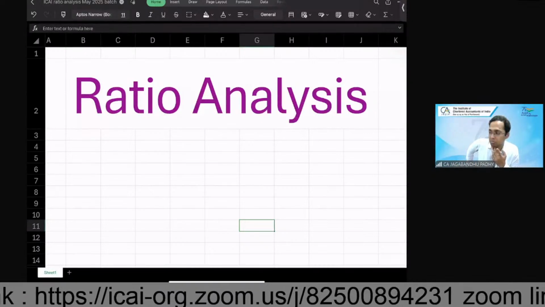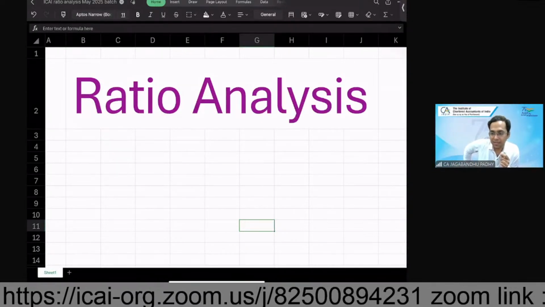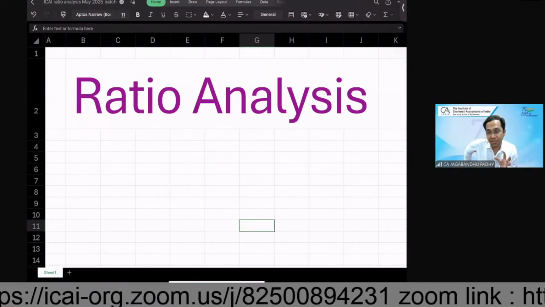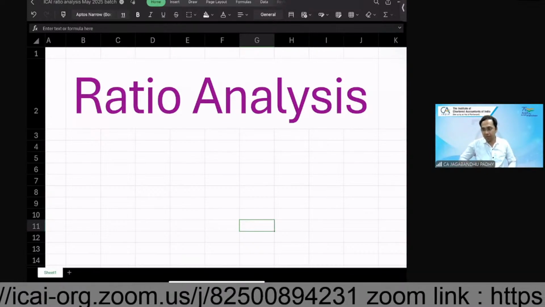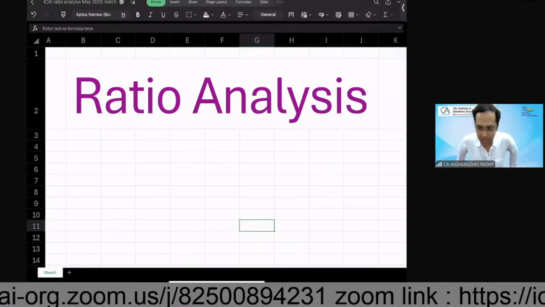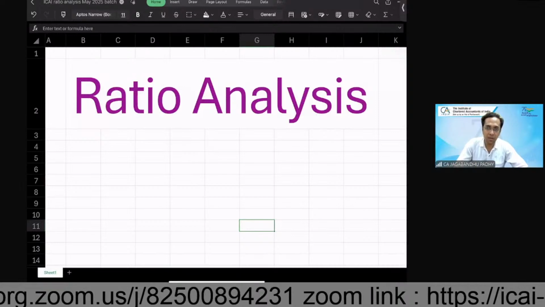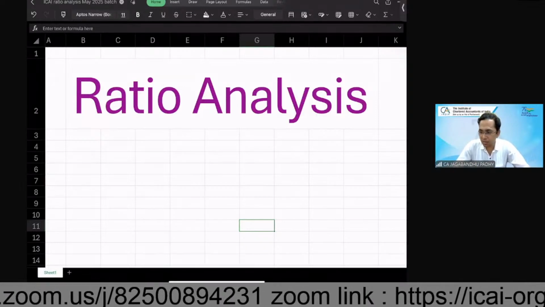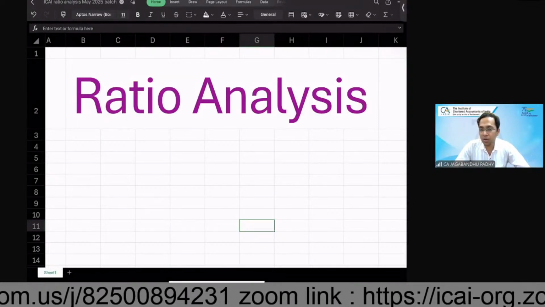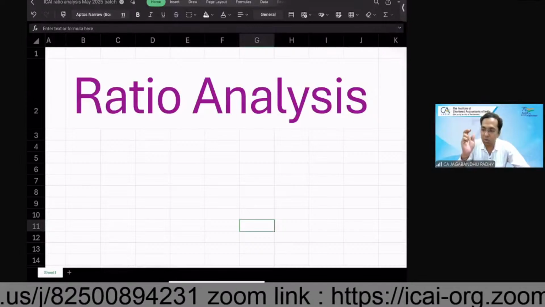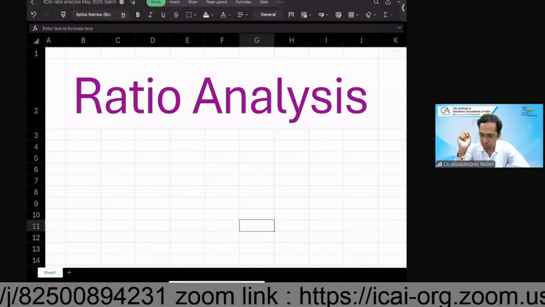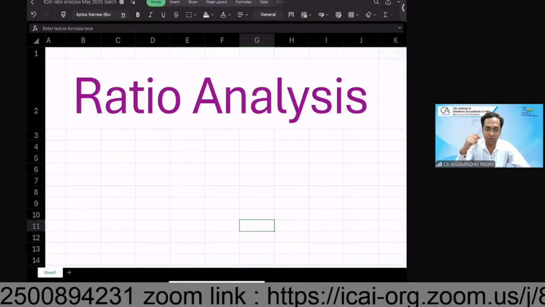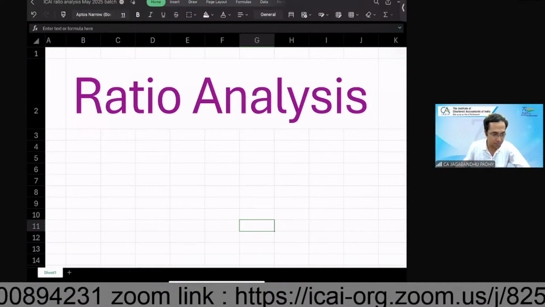Same way, when we want to analyze the financial health of a company, right? When we want to analyze the financial health of a company, then also we need some sort of numbers which will help us to judge where we stand in the process.